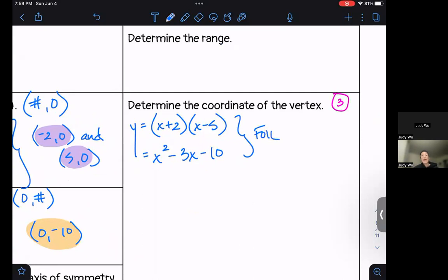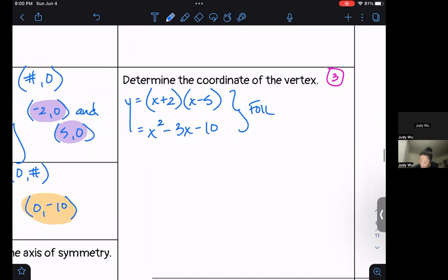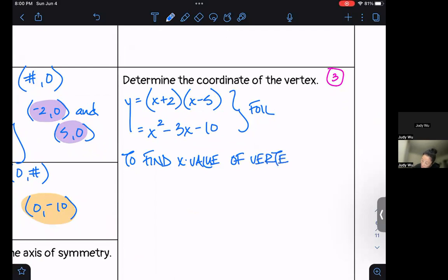After we FOIL, we're going to put some of the values into a formula. And that formula is going to give us the x value of the vertex. Okay, so to find the x value of the vertex, we let x equal negative b over 2a.